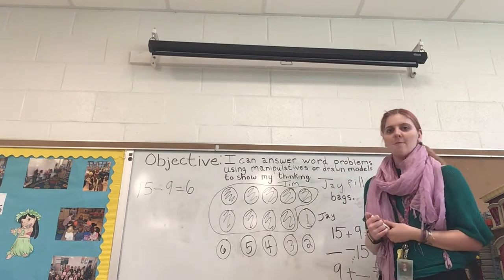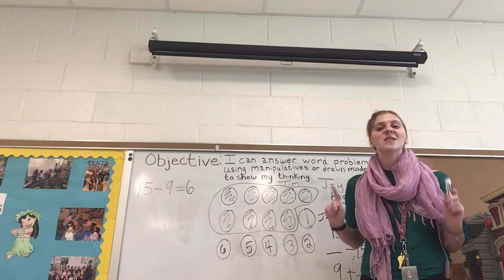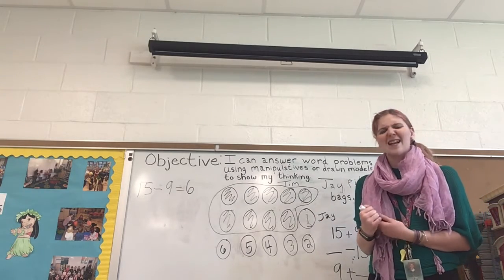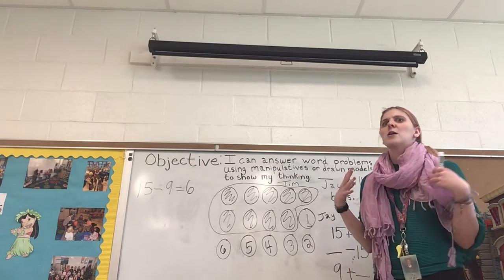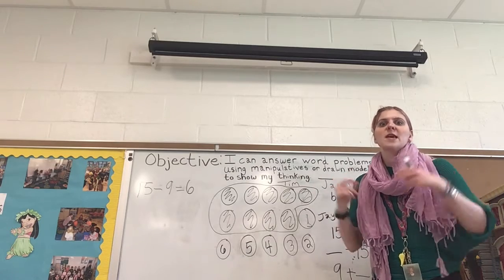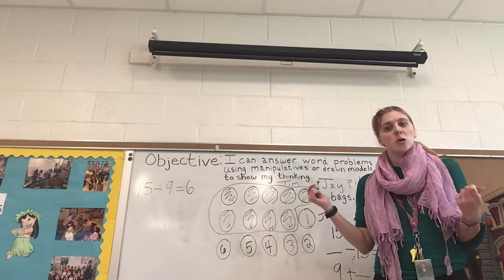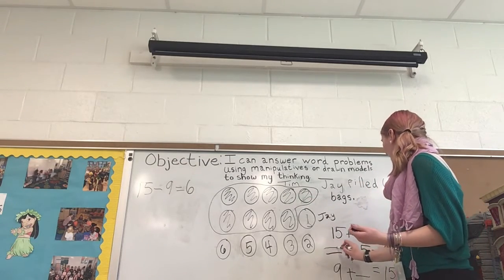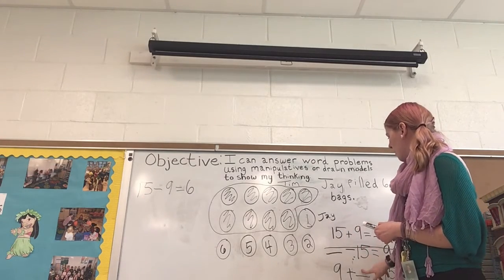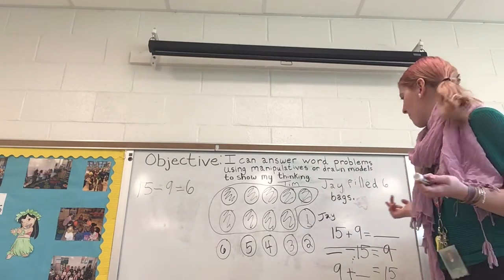Do we have a 24 in our problem? No. The total number of bags is 15. We do not have a 24, so this number sentence does not make sense for our problem, right? That would mean we had 24 bags total and somebody filled 15 of them and the other person filled 9. And that's not what our problem said. So I can just cross that out. But there are 2 addition number sentences to deal with. Which one makes sense?